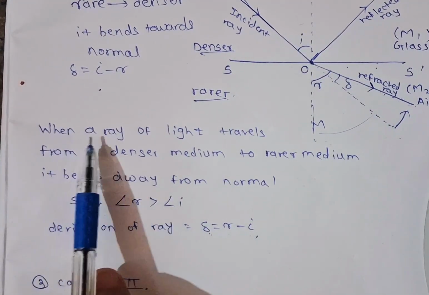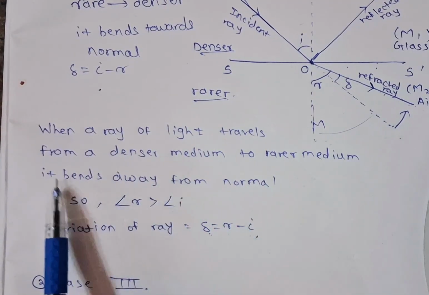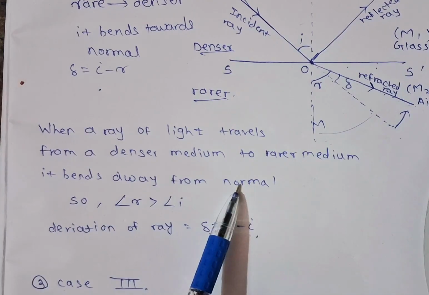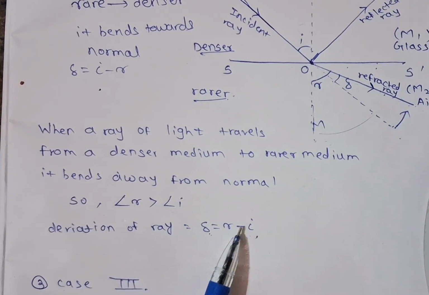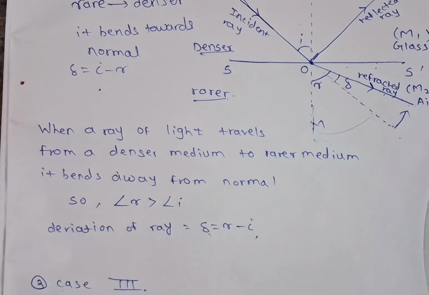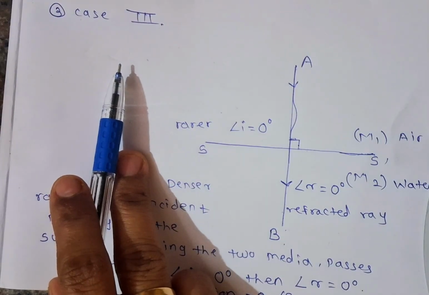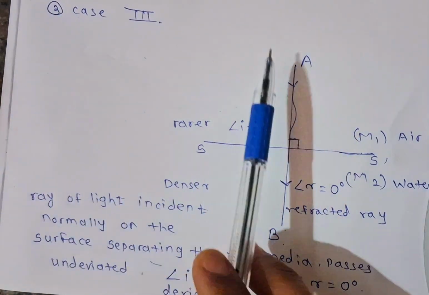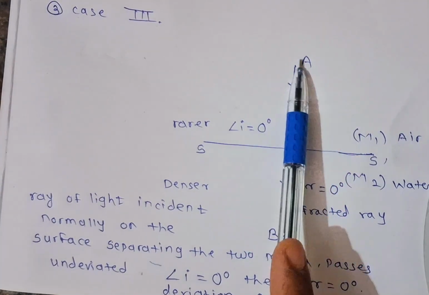Here we write, when a ray of light travels from a denser medium to rarer medium, it bends away from normal. So the deviation of the ray becomes delta is equal to R minus I, because here R is greater than I. So R minus I. This is case 2. Now let us go to case 3. What happens if light is along the normal? So this is our normal.